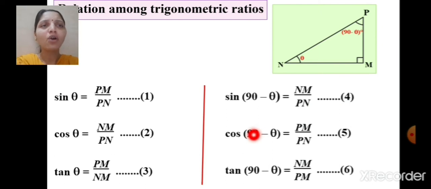Then we have to find cos 90 minus theta, because your angle is 90 minus theta. So everywhere you have to write 90 minus theta. That is equal to adjacent side upon hypotenuse. Adjacent side of 90 minus theta is PM and hypotenuse is PN. So PM upon PN. Write this equation as equation 5. Then we have to find tan 90 minus theta. So it will be opposite side upon adjacent side, that is NM upon PM. Write this equation as equation 6.